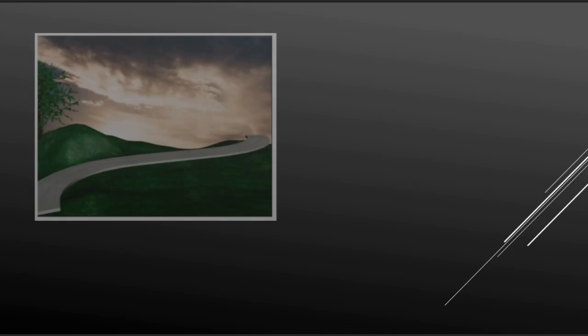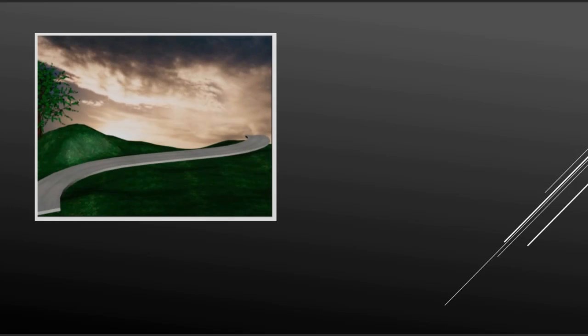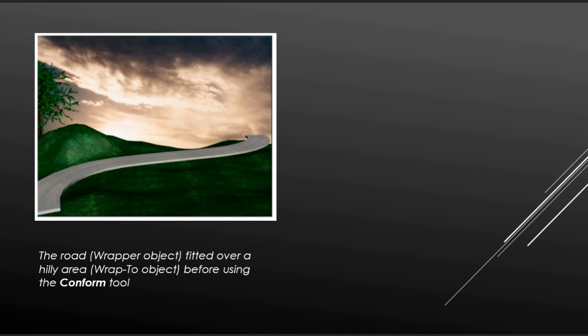Conform. The Conform tool is used to adjust the position of an object over another object, such that the object completely fits on another object according to its shape. The object that is to be positioned over another object is known as the wrapper object, whereas the object on which the wrapper object will be positioned is known as the wrap-to object.